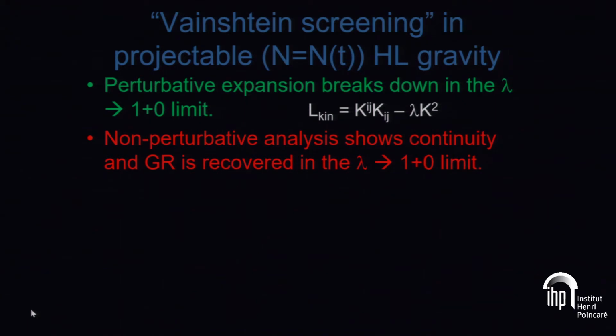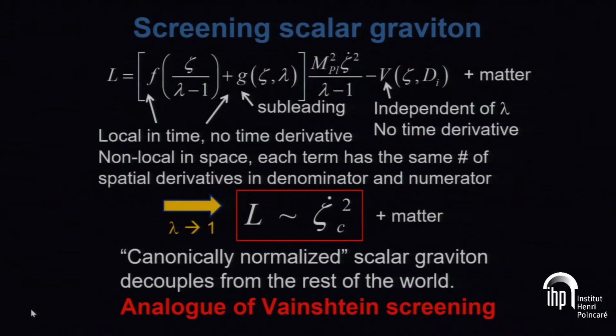If that is the case, then we need to send lambda to 1 at low energy. But if we do that, then the perturbative expansion completely breaks down, as I will explain later. So we need to do the analysis non-perturbatively. We cannot rely on perturbative expansion. Fortunately, if we do that, this limit is continuous, and GR is recovered continuously. So here is what is going on.